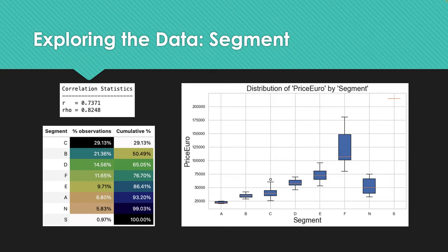Finally, we can look at segment, which surprisingly had a pretty strong correlation here, especially since the distribution was a little skewed. However, just looking here, we can see there's a pretty positive relationship between the size of the vehicle and the price, so hence the strong linear positive relationship.